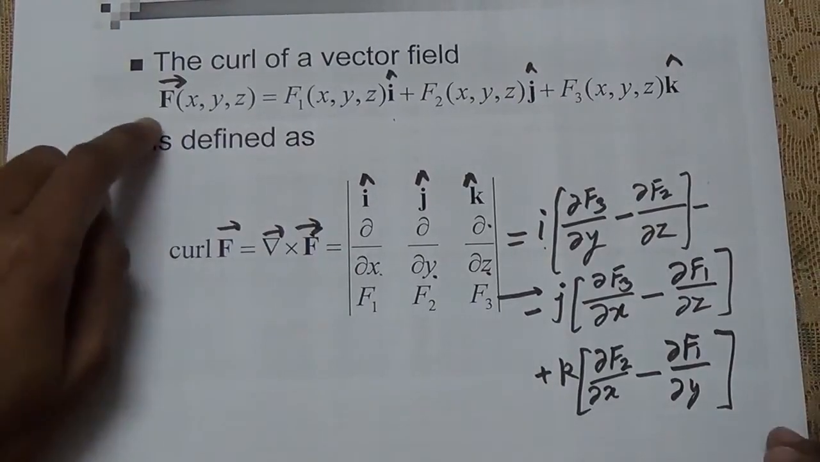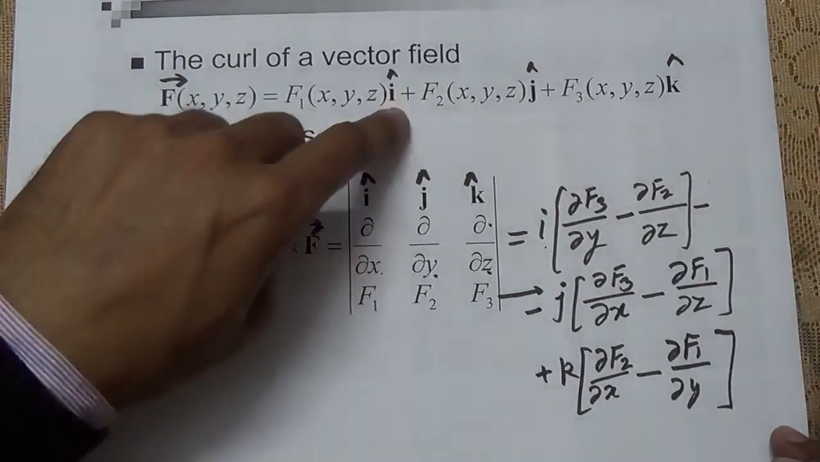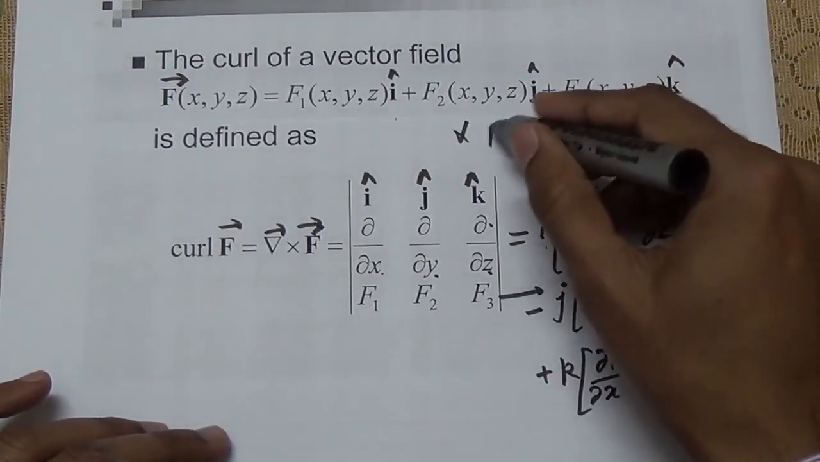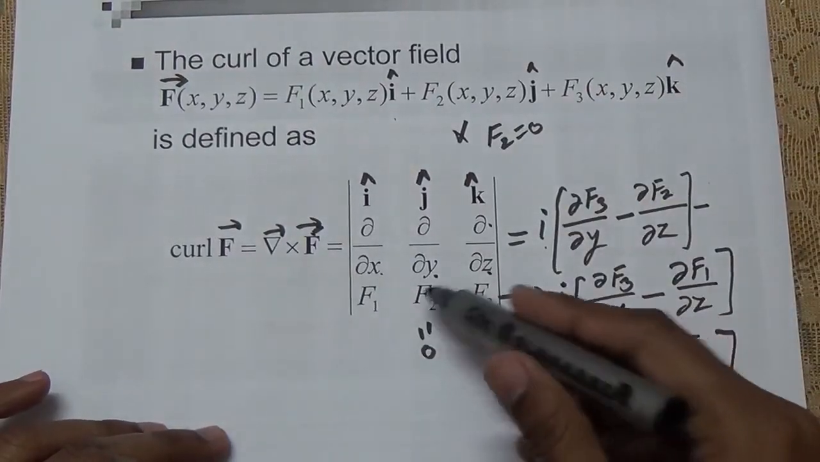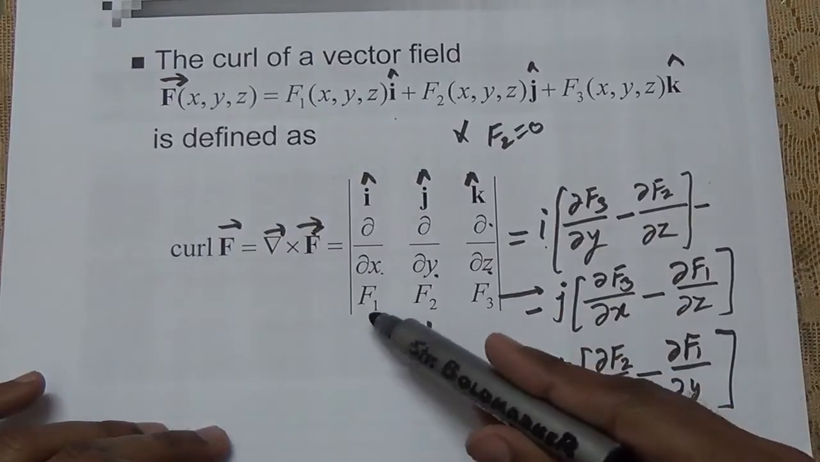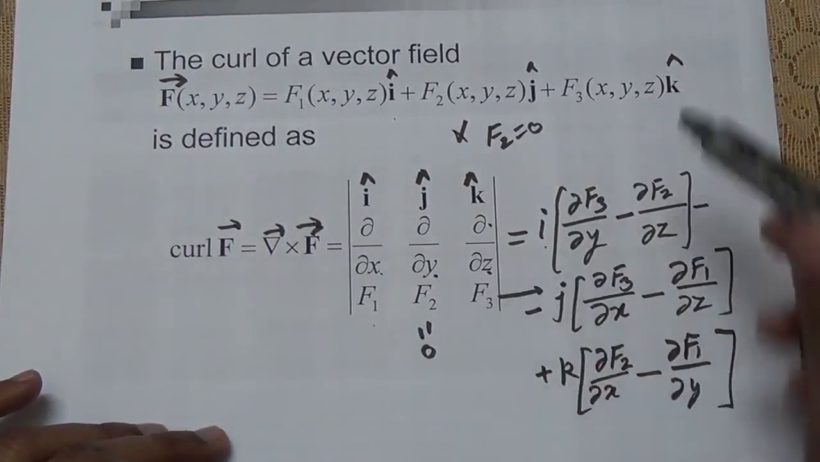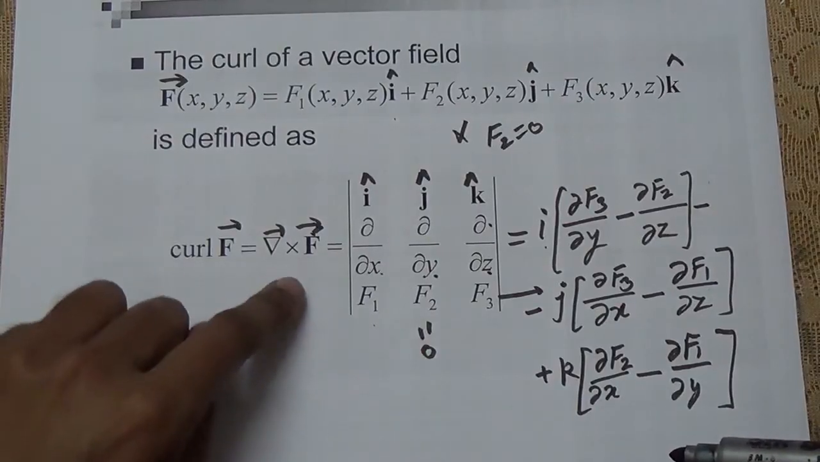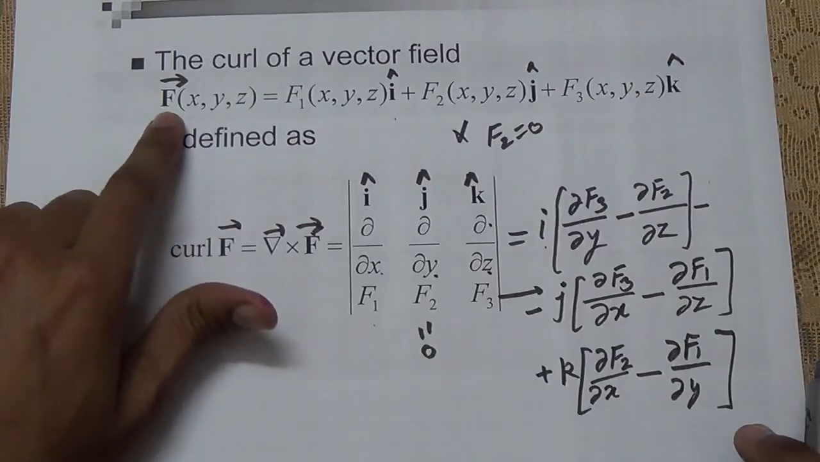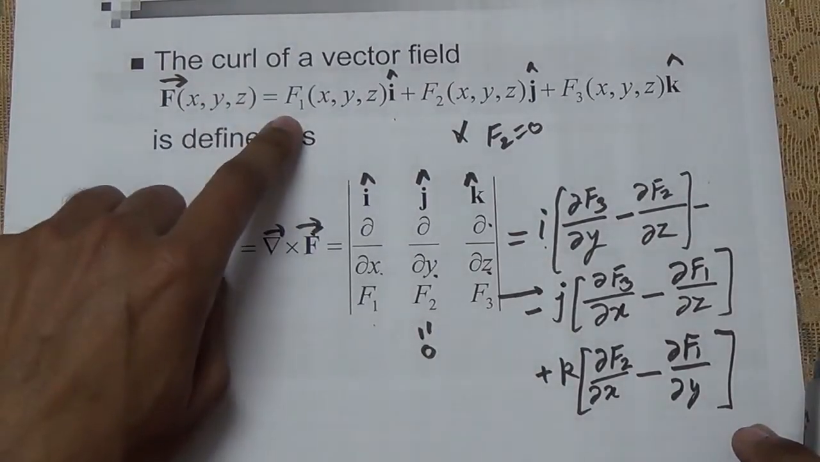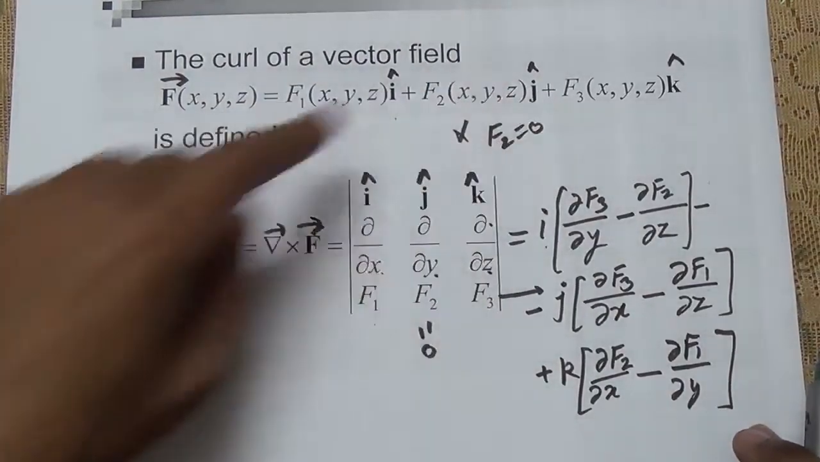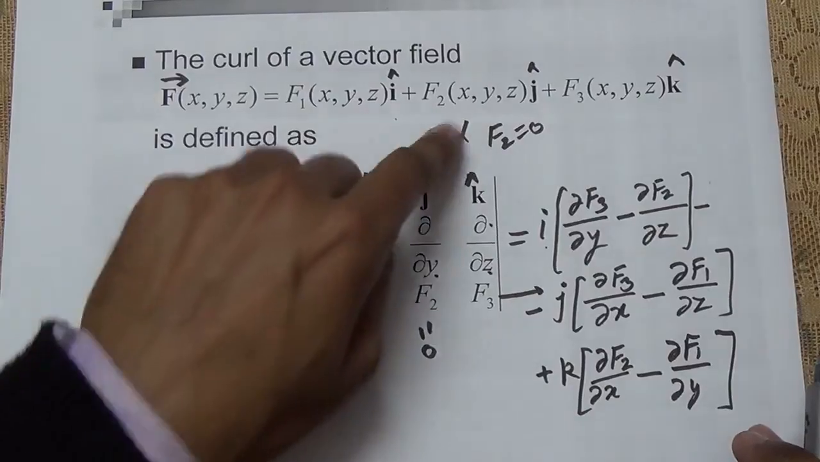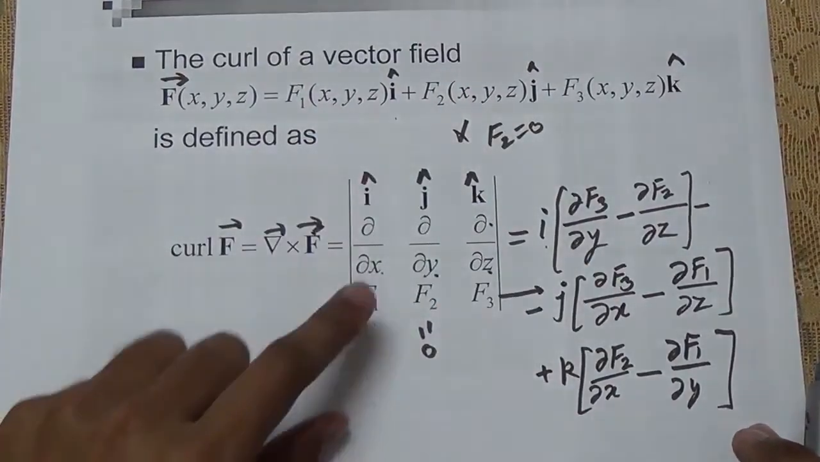If any vector field function is given in terms of the components f1, f2, f3, then you have to write those components here. If f2 is not given, then f2 is equal to 0, so you have to write 0 here. If only f1 and f2 are given, then f3 will be equal to 0 since there is no k component. So before solving this formula, first check the components of the vector field. How many components are given, 1, 2 or 3? If all three are given, write all three. If only one, write only one. If only two, any two, f1 f2 or f1 f3 or f2 f3, then write only those two.